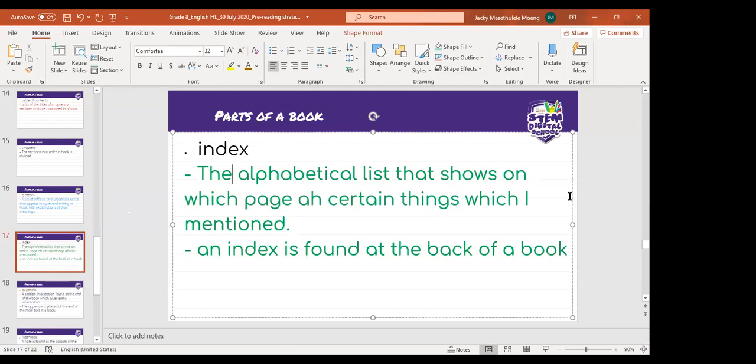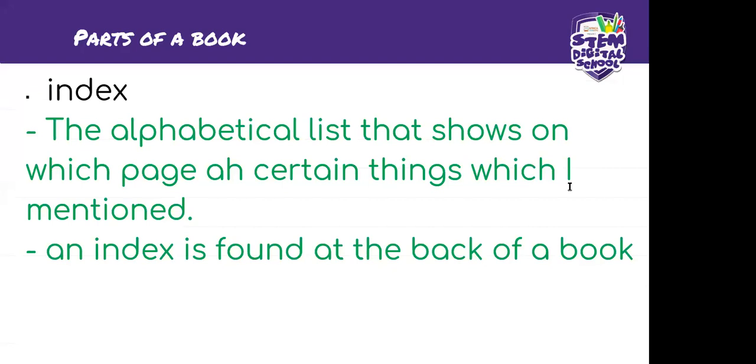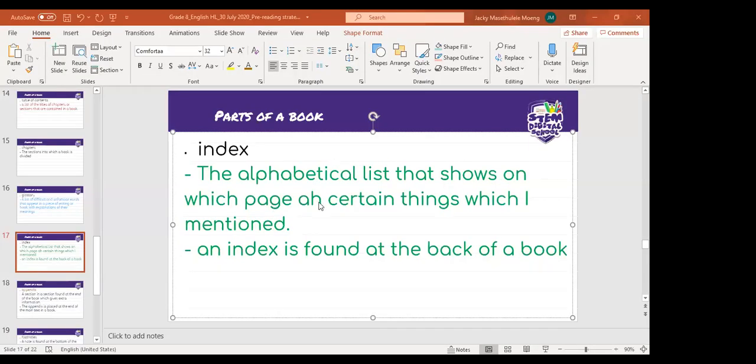So an index, it is the alphabetical list that shows on which page certain things which are mentioned are found. Okay, so that is the index. All right, let me write it. So the index is the alphabetical list that shows on which page certain things which are mentioned are found. So that is an index, okay?